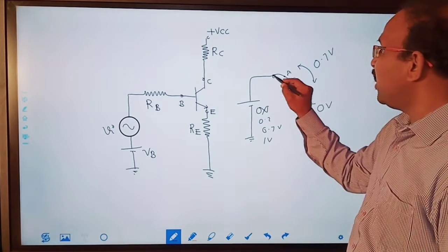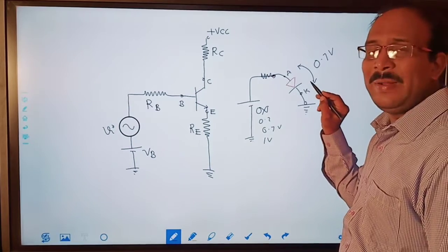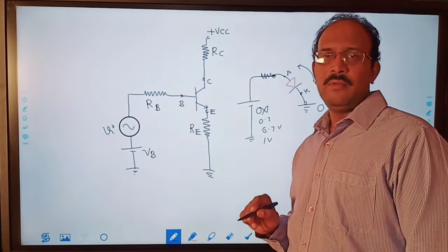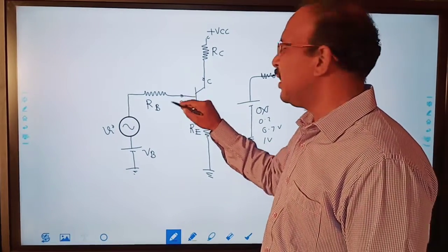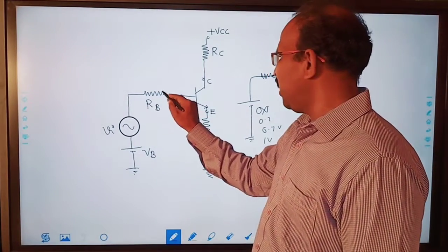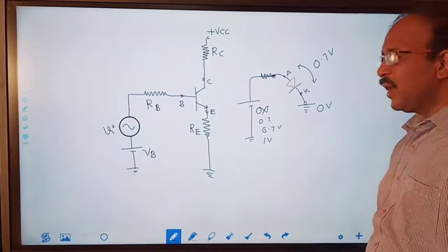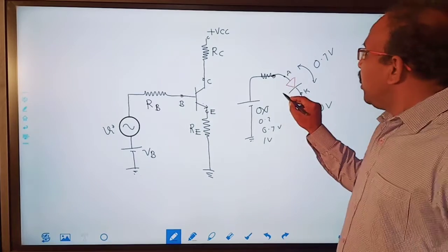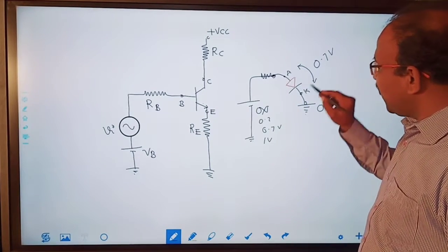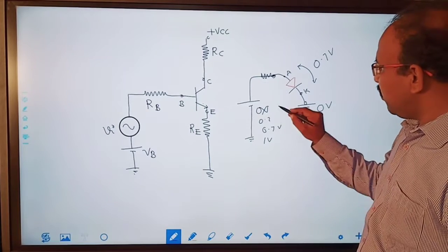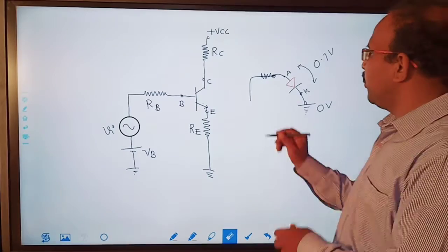To avoid that, we have to insert one resistor here. That is called current limiting. A diode cannot be directly connected to the battery because it will short out the battery. Similarly, the transistor base to emitter cannot be directly connected with the battery because there must be a current limiting resistor. Otherwise, it will short out the battery. Okay, so here I say this is conducting at 0.7 volt.